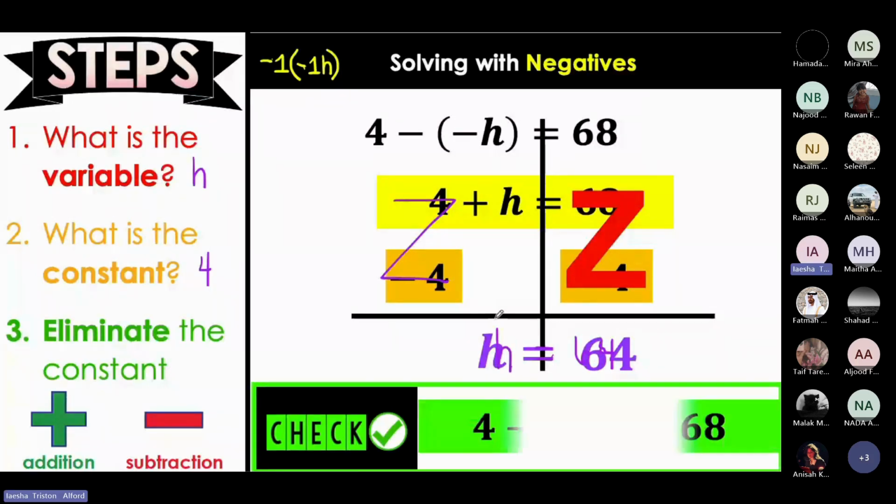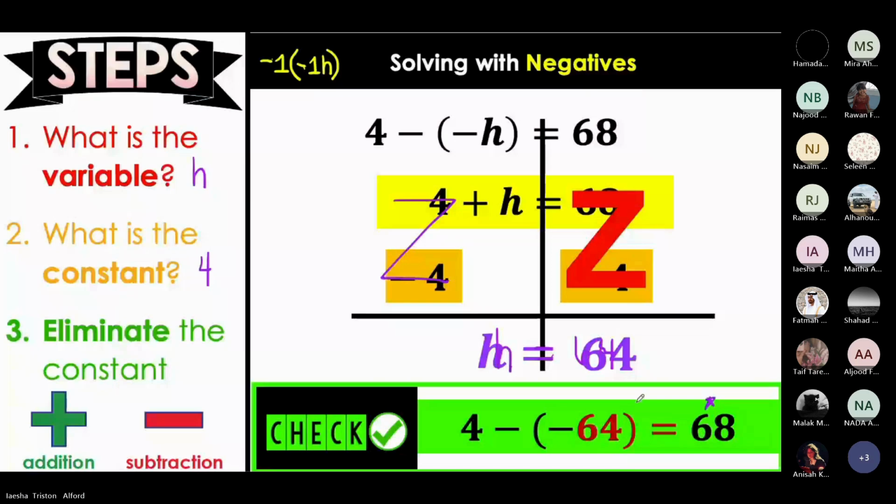Here, to check, you can check from the original equation. We're not writing H. What number should be there? Positive 64. Positive 64 is the only thing you can change. This subtract, you cannot change it. This negative, you cannot change it. You put the 64 here, type it in the calculator, and see if it gives you the answer, positive 68. Okay? Try another one.